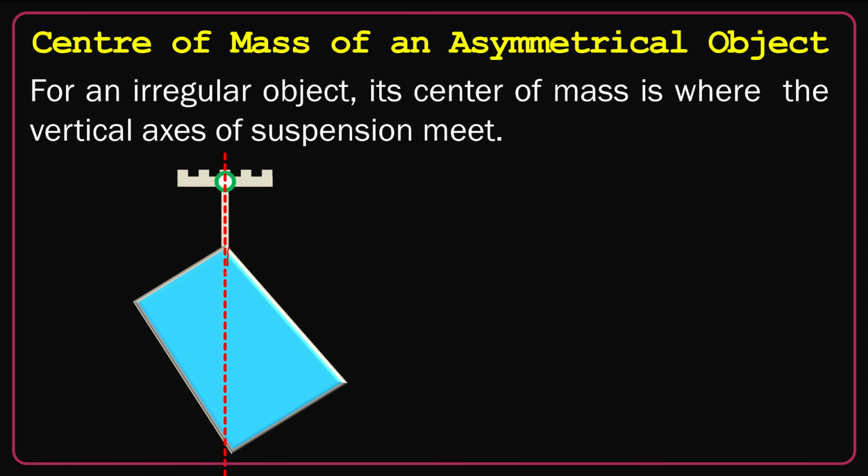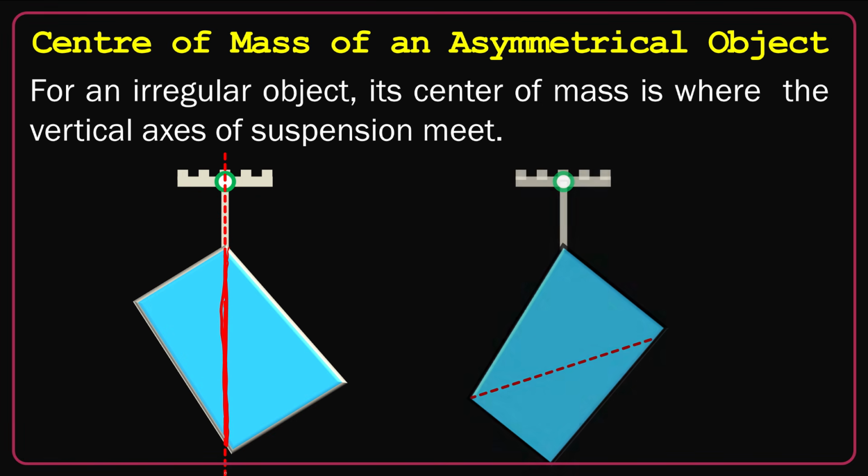Draw a line on the object, using a marker, and then hang the object from another arbitrary corner. Then again hang the plumb line and draw another line. The center of mass must be the intersection of these two lines. It's very easy because it must be on this line and also on this line. So the only chance is here. This is the center of mass.